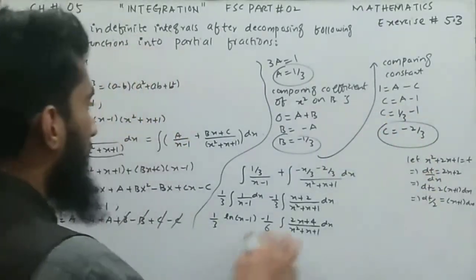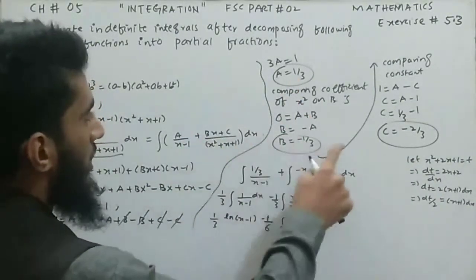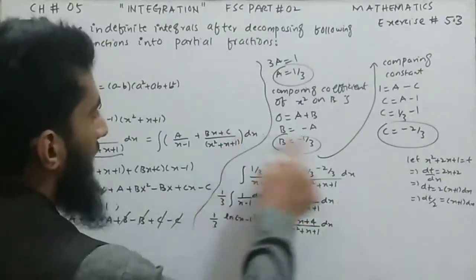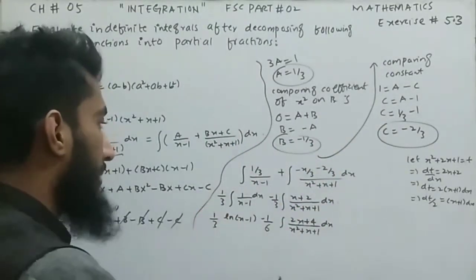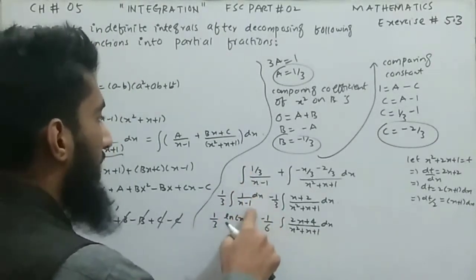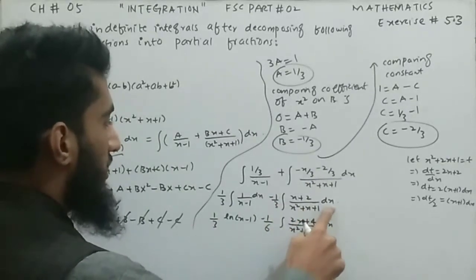Now by putting the value of a, b, c over here, it becomes a is 1 by 3 over x minus 1, b is minus 1 by 3 into x and c is minus 2 by 3 divided by x square plus x plus 1. 1 by 3 will come outside of the integral, and we will integrate 1 over x minus 1, and over here minus 1 by 3 is outside of the integral. We are left with x plus 2 over x square plus 1 dx.